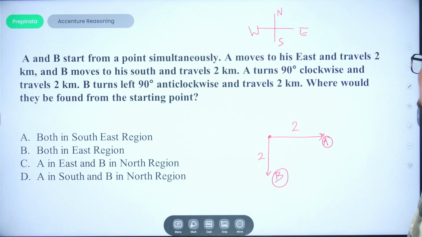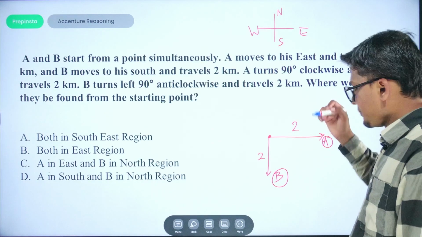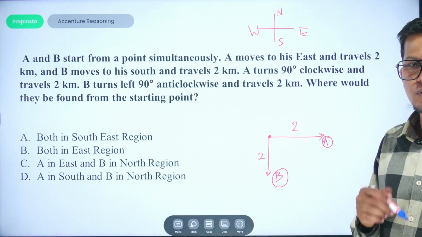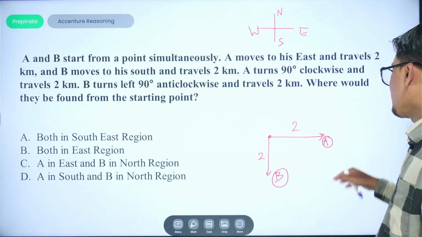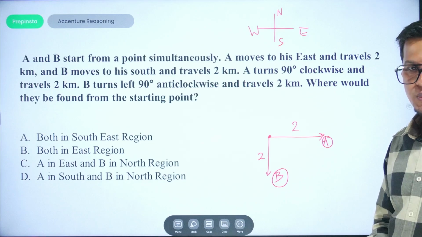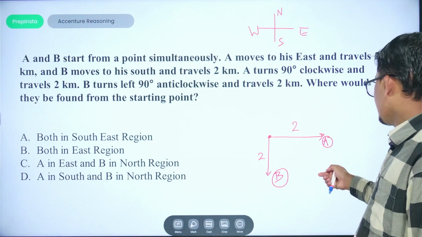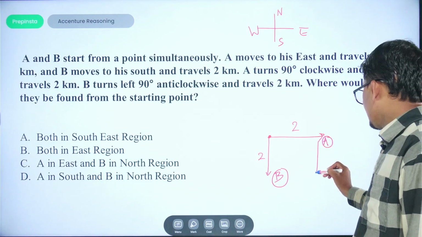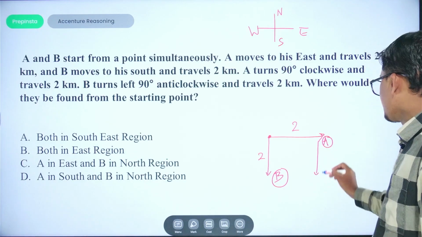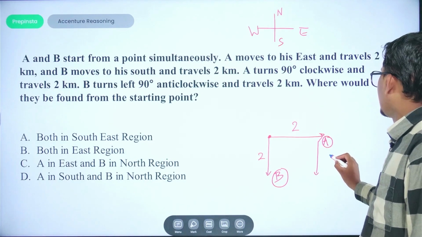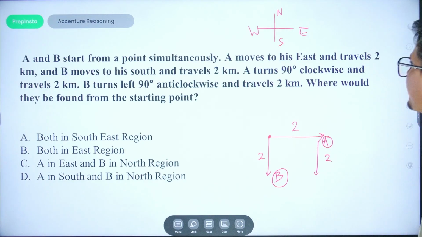A turns 90 degrees clockwise. So with regard to the position, if A has to move 90 degrees clockwise, clockwise would be to the left position. So A would be reaching this particular position, right? And he would be covering 2 km again.